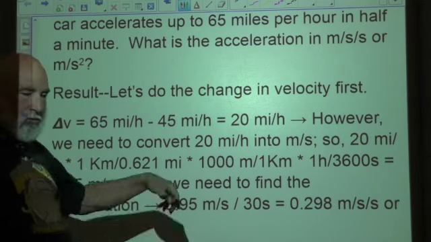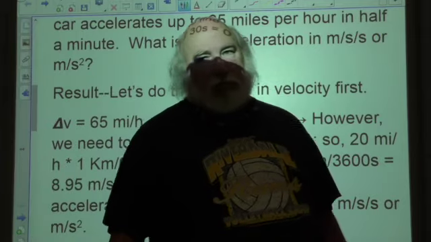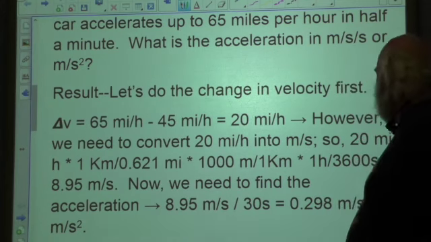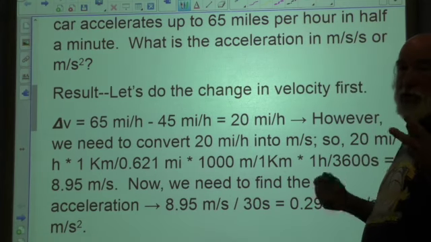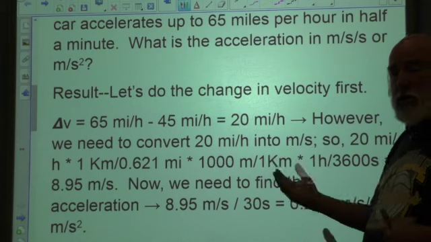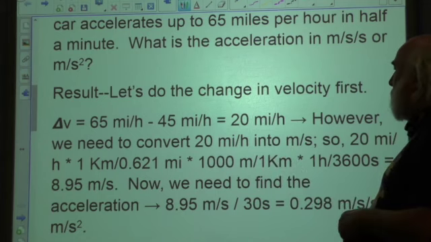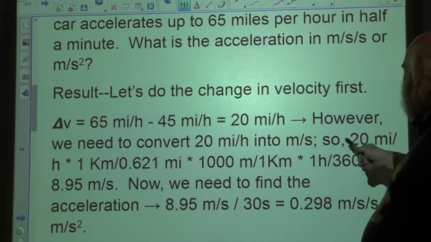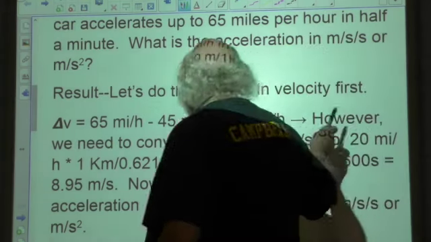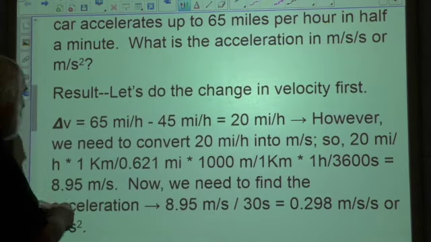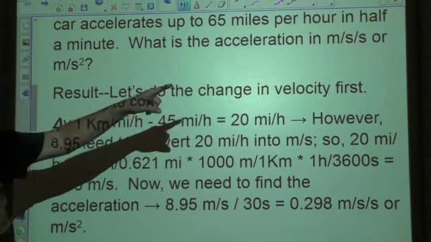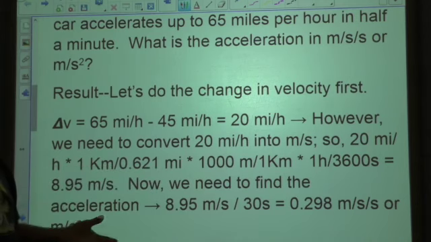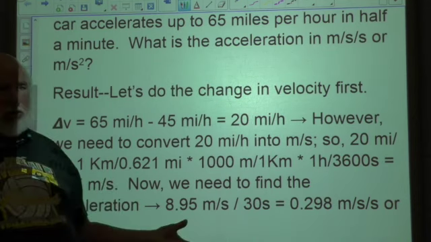So what I did here is I subtracted 65 minus 45 miles per hour, and the change in velocity is 20 miles per hour. Now I would suggest the best time to convert it is before you actually divide it by the time, which of course is going to be 30 seconds, half a minute. So the conversion here is 20 miles per hour times, and then we want to cancel out the miles on the top, so we have to put the 0.621 miles on the bottom. I'm using the conversion that every 1 kilometer is 0.621 miles.